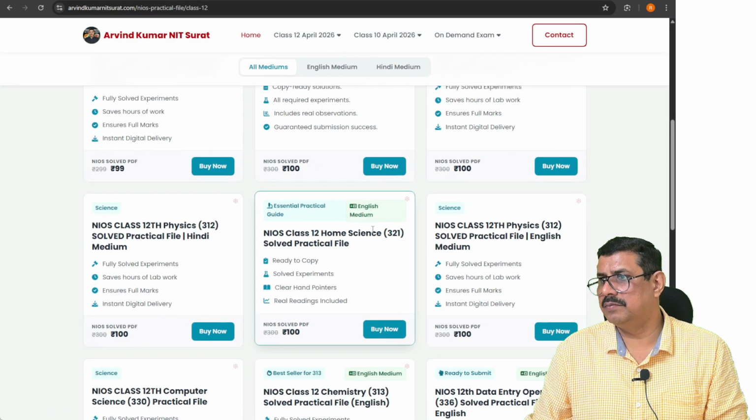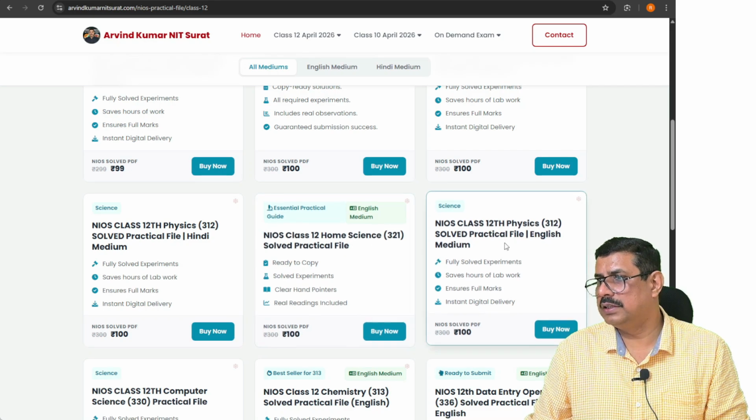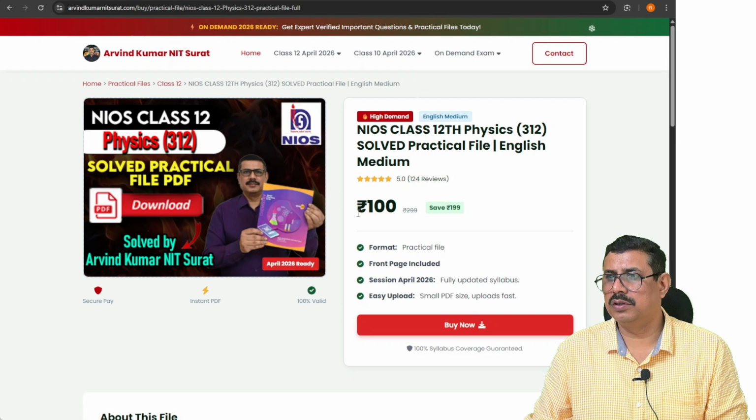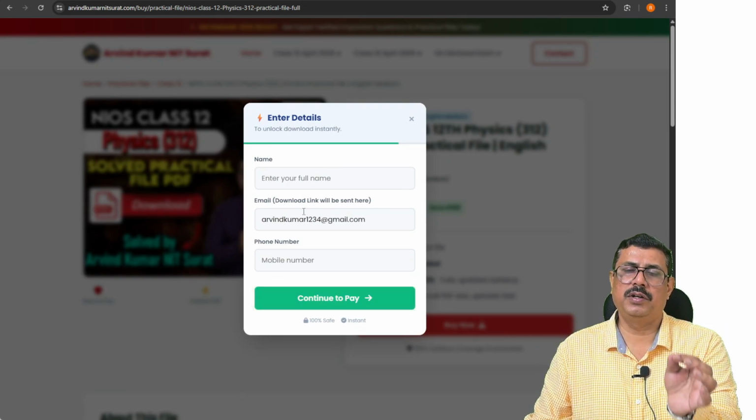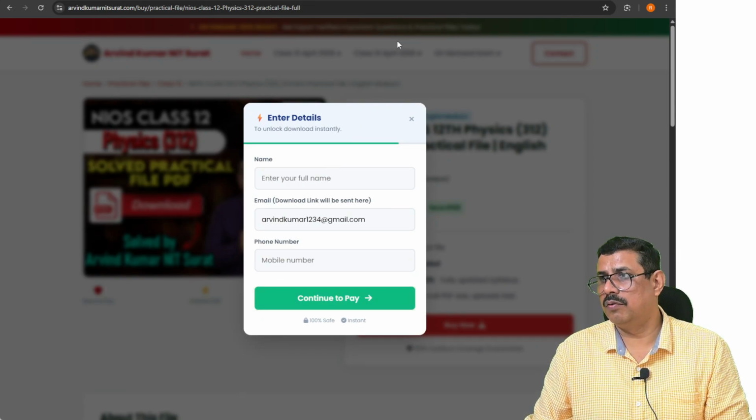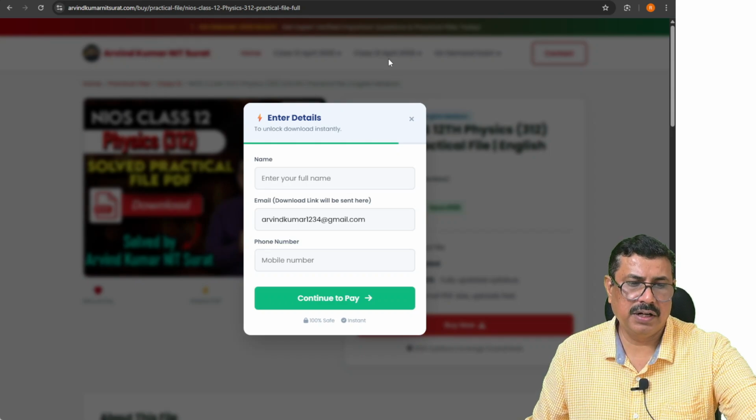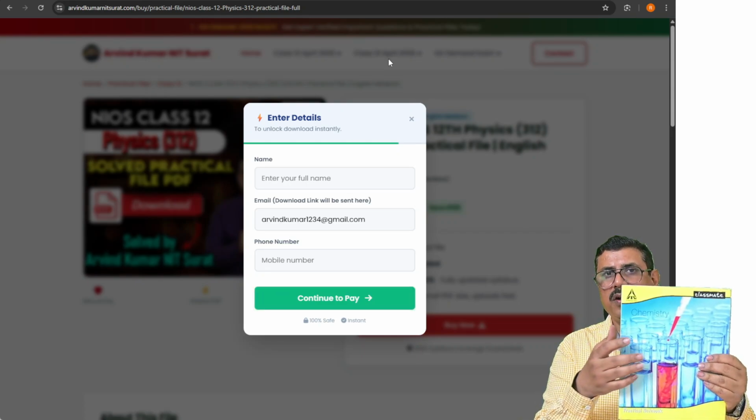This is Hindi medium, social science. All these are English medium, physics English medium. When you click on buy now, it is written here: solved practical file PDF. Click on buy now, make the payment, and when you make the payment, you will get a PDF. What PDF will you get? You will get a scan copy of this one.